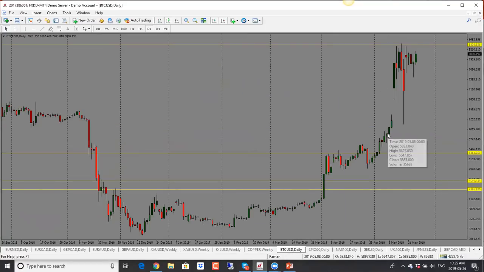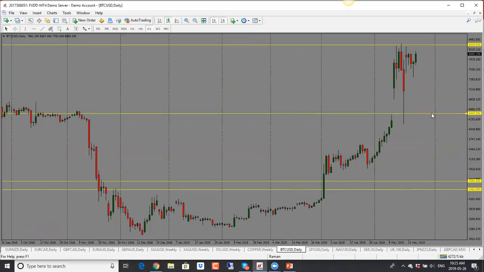Bitcoin still stuck in that area that we had talked about last week, hasn't really done much.